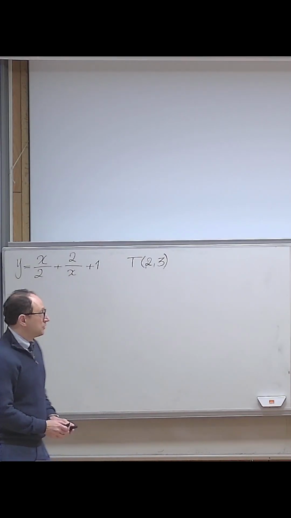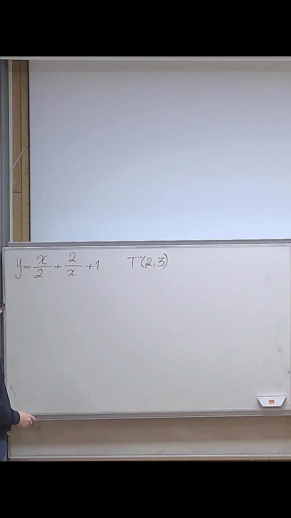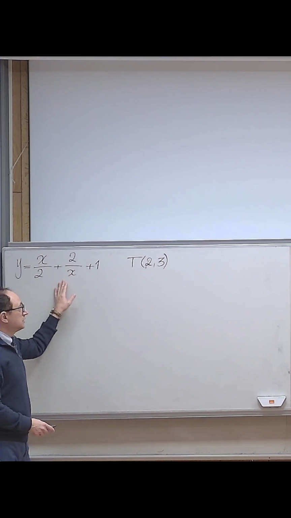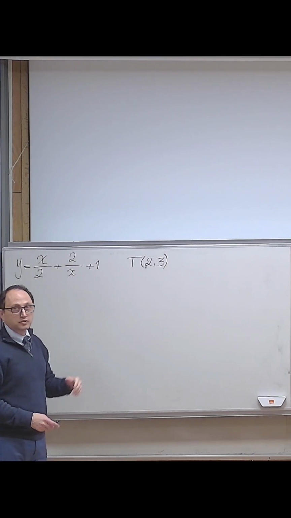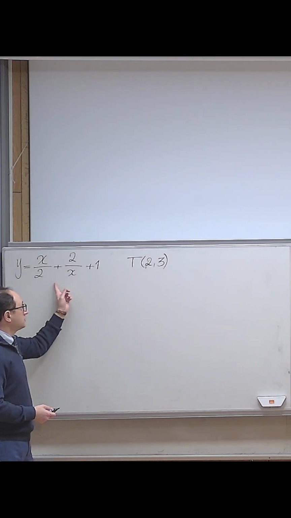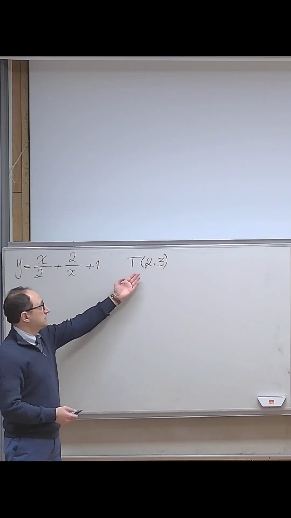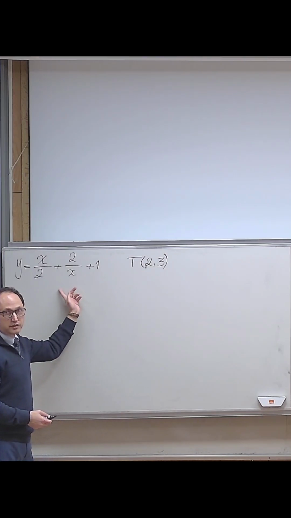Hello, in this video I'm going to solve this problem for you. A function is given to you and a point is also given on the graph of the function, and we want to find an equation for the line that is tangent to the graph of the function at this point. And of course it is very easy to see that this point is indeed on the graph of the function.